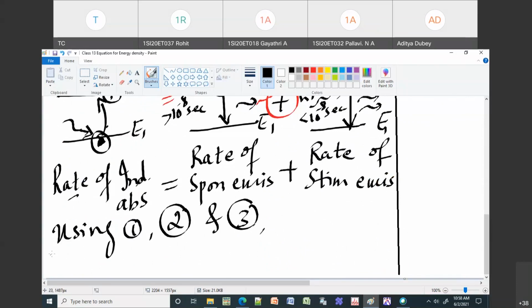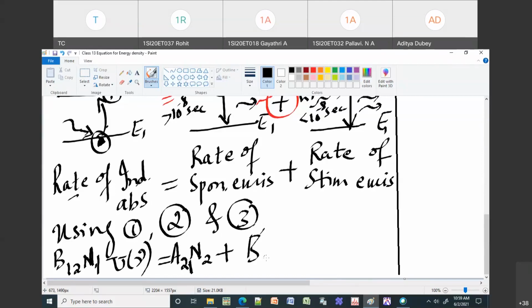The rate of induced absorption, if you go back and see, is B12 N1 U of nu. Then spontaneous emission is N2 A21. A means it is spontaneous. 2-1 means the atom is jumping from the higher energy level to the lower, and spontaneous emission depends only on N2. In the same way, the rate of stimulated emission is B21 N2 U of nu, where B21 is your Einstein coefficient.